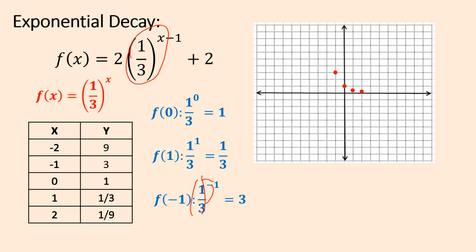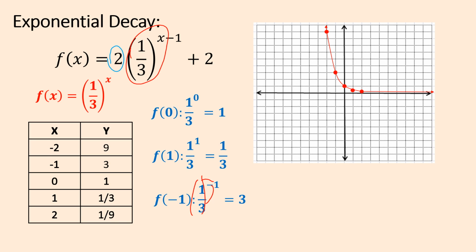Unlike the last two graphs that got bigger as we went to the right, this starts big on the left, and as we move to the right, it gets smaller. And it gets really close to that x-axis without ever actually touching it. So we have this red line, that's our parent function, and now we're going to apply those same principles that we did for all these transformations.